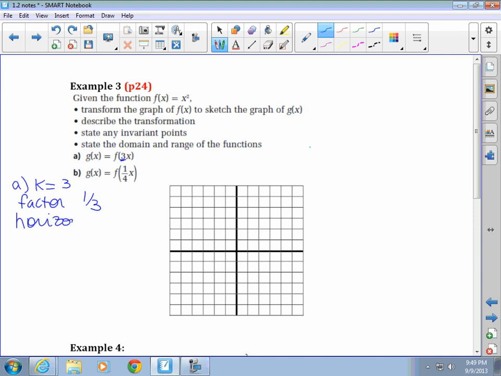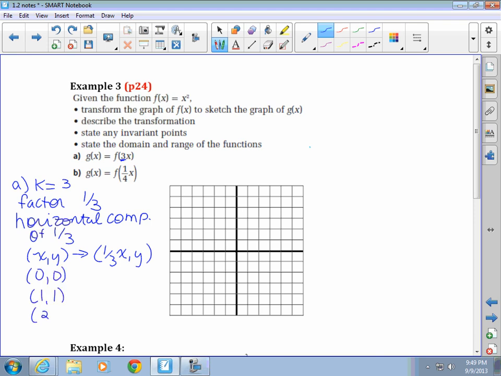So that means we're going to have a horizontal compression of 1/3. So we're going from (x, y) to (1/3 x, y). So 0, 0, 1, 1, 2, 4, and we might as well do 3, 9 on here. Means that this is going to be 0, 0, invariant point because it didn't change.